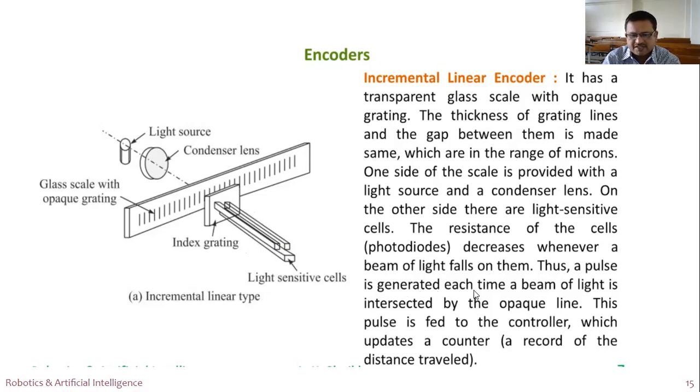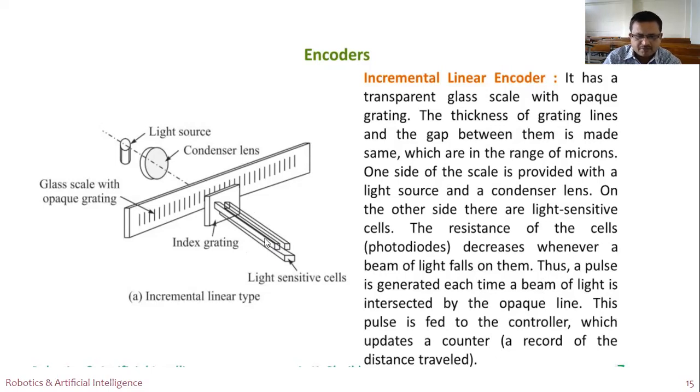Thus, a pulse is generated each time a beam of light is intersected by the opaque line. This pulse is fed to the controller, which updates a counter, that is a record of the distance traveled.